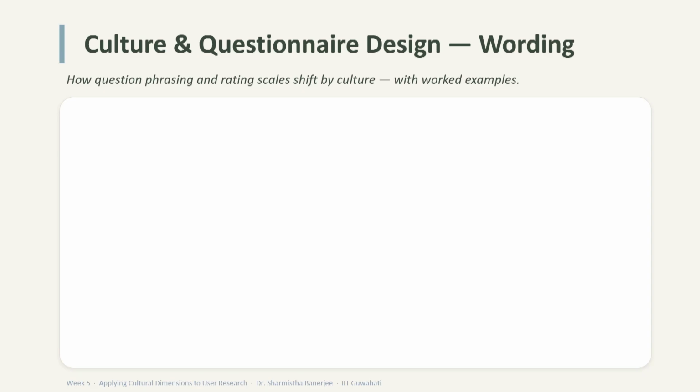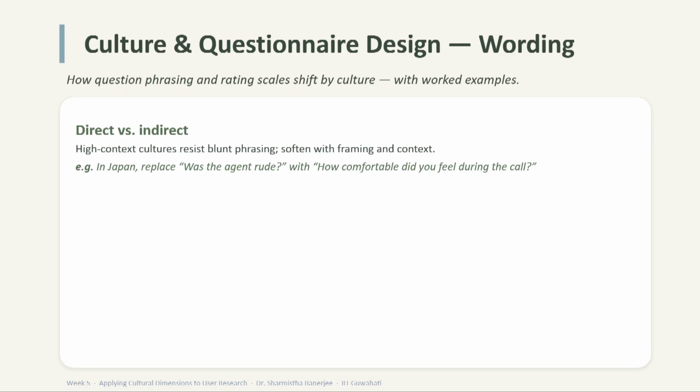So how question phrasing and rating scales shift by culture. Direct versus indirect: high context cultures resist blunt phrasing. Soften with framing and context. In Japan, replace "was the agent rude" with "how comfortable did you feel during the call."